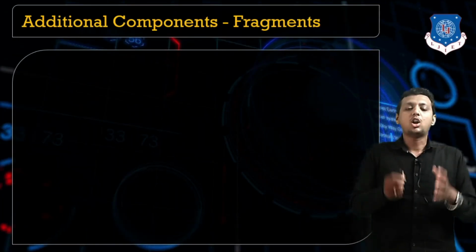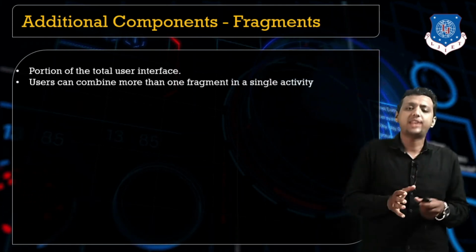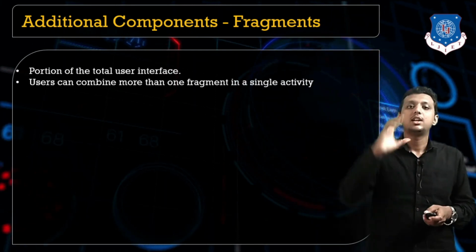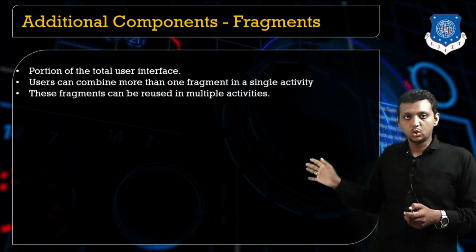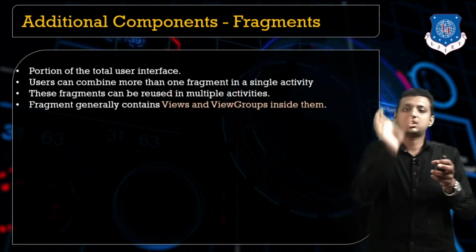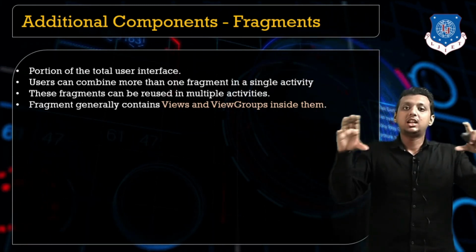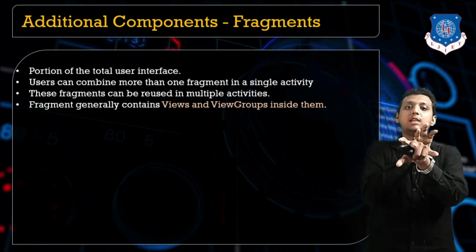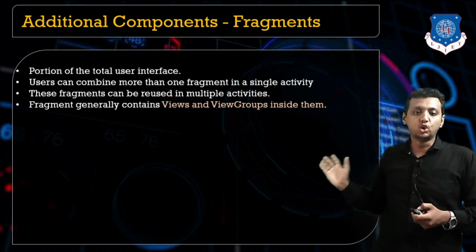Next, all about fragments. When we talk about fragments, students, a fragment is nothing but a small portion of the activity. A small portion of your user interface is known as one fragment. A user can combine more than one fragment in a single activity. If I have one tablet view, I have one list, and another I have just a paragraph over there, so I can combine both fragments in a single activity on a tablet, and these both fragments can be viewed as different activities on my smartphone.